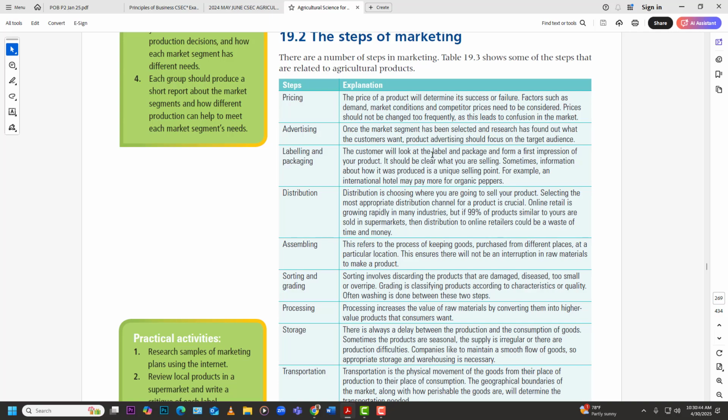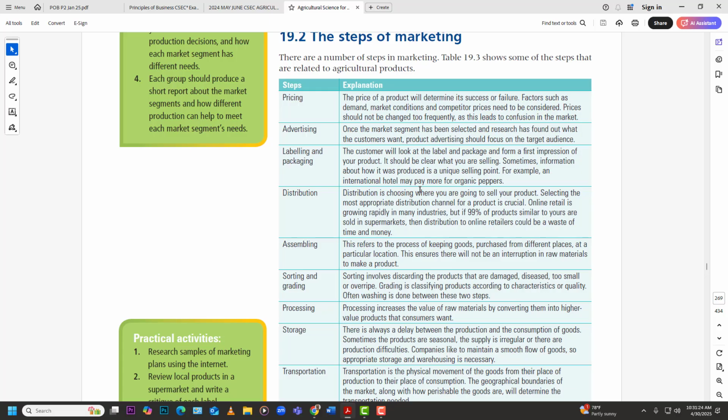Customers will look at the label and package and form first impressions of your product. It should be clear what you are selling. Sometimes information about how it was produced or a unique selling point helps. For example, an international hotel may pay more for organic peppers, right? So if you want to look at tomatoes, you want to say, okay, mine are organic, so you can label it as such to get that crowd who are conscious about what's happening. So you give them information still. But like I say, labeling can be optional in some cases, but packaging still helps with convenience, helps protect the product that you're selling so it doesn't get squished when it's being transported. So that's a choice you can make.